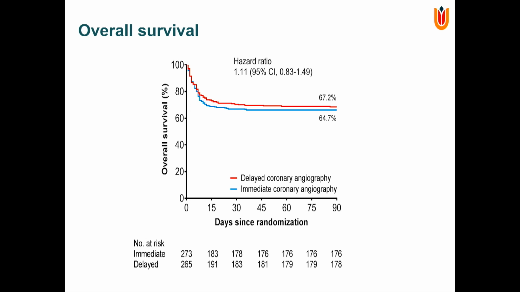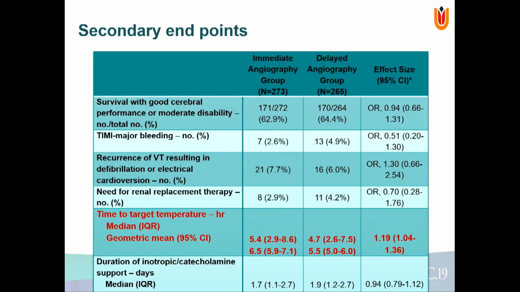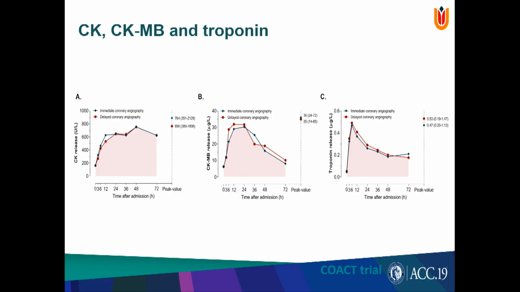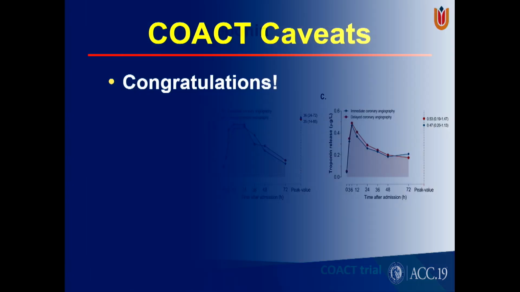So no significant difference. And then I'm going to show you Tomahawk, it's the same. So the bottom line is, if you don't have ST elevation and you don't have cardiogenic shock, you don't need to go to the cath lab. There's no benefit. Delayed angiography is fine. One of the only things significant was the time to target temperature was delayed in those patients. No differences in CKMB.